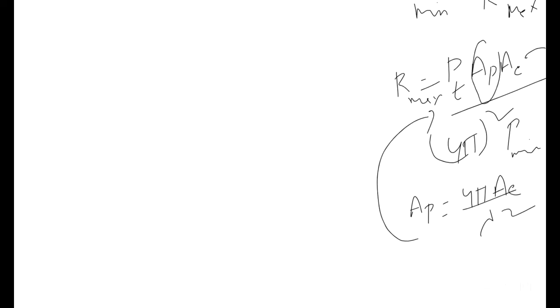After calculating R maximum, we have one relation. What is that relation? AP equals 4 pi AE by lambda square. This equation you substitute in place of AP. After substituting in place of AP, we will get the final equation. That final equation is what? After substituting, we get one final equation. This is the R. So this is the radar range equation.